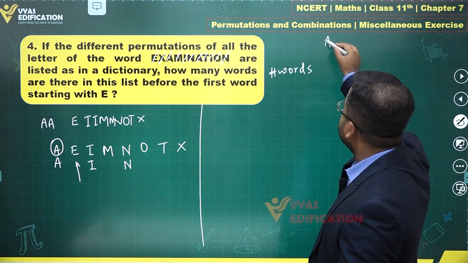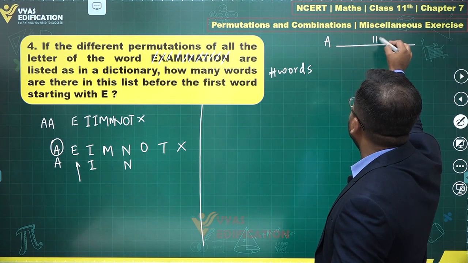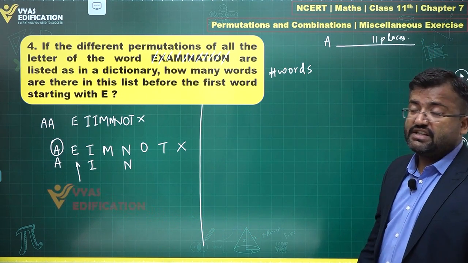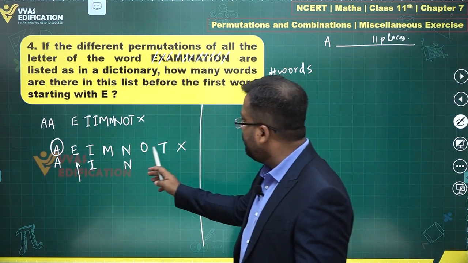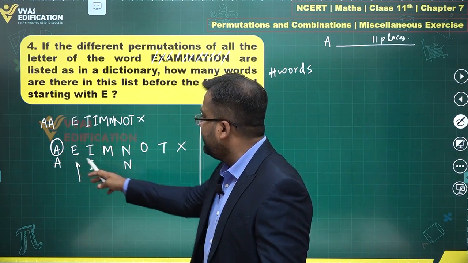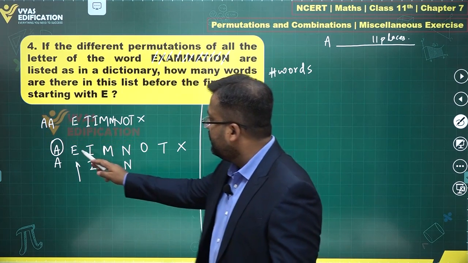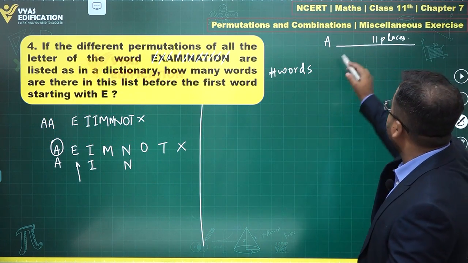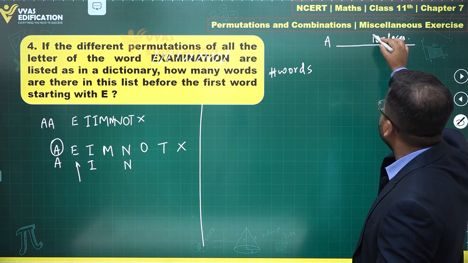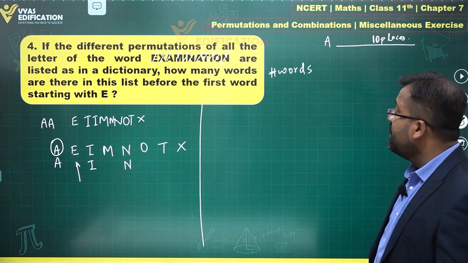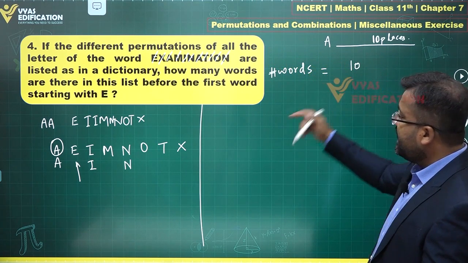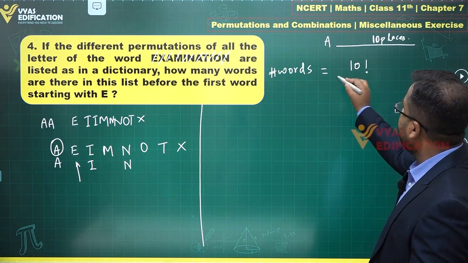For fixing that A, there are 11 places after A which need to be filled, since there are a total of 11. You have fixed A, so you need to fill 10 more places. Only 10 places more, and 10 places have to be filled by 10 letters. So the number of words will be 10 factorial.